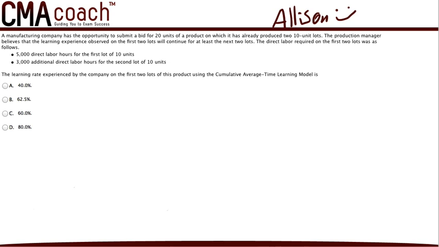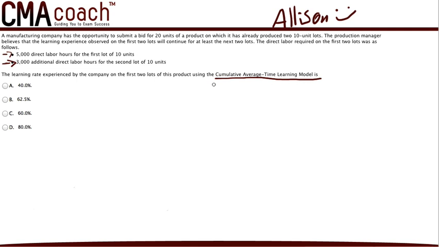Okay, so now we have a new problem. A manufacturing company has the opportunity to submit a bid for 20 units of a product on which it has already produced 2 10-unit lots. The production manager believes that the learning experience observed on the first 2 lots will continue for at least the next 2 lots. The direct labor required for the first 2 lots was as follows: 5,000 direct labor hours for the first lot of 10 units, 3,000 additional direct labor hours for the second lot of 10 units.